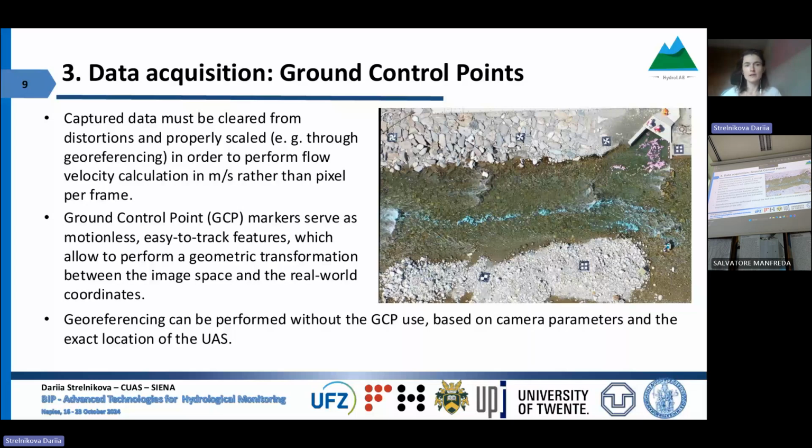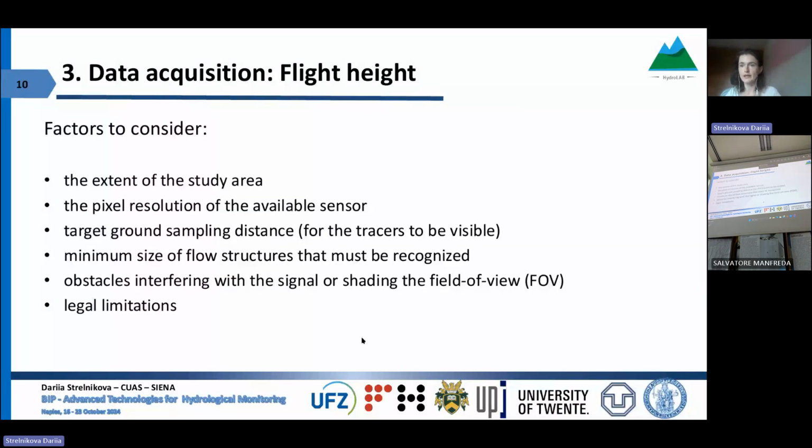So when we have our tracers, we have our ground control points, we need to decide how high we fly. And for that, we have several factors to consider, almost all of which are interconnected. Namely, we are looking at the extent of our study area. So the bigger it is, the higher we probably are going to need to fly to capture all of it. This will, of course, be connected to the pixel resolution of our sensor. So the less resolution we have, the less we will be able to capture with a great level of detail.